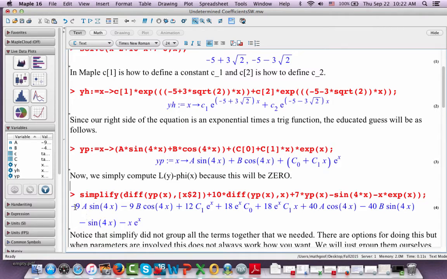And notice that we have different terms. We have a sine term, there's a cosine 4x term, a term that's only an e to the x term. Oh, let me get my highlighter to work better. Oh, the computer's freezing here.